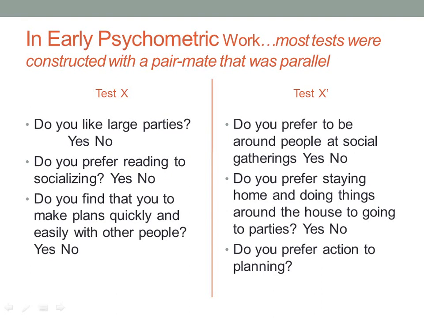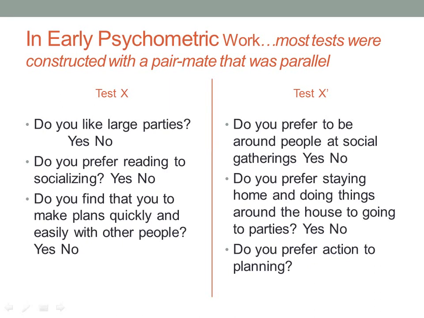Maybe I'm an extrovert, so I'll say no. My parallel item on test X prime, the parallel test, is do you prefer staying home and doing things around the house to going to parties? That could also be a good introversion item. So I've got an extroversion item, number 1, in both, an introversion item, number 2, in both, and then number 3, do you prefer to make plans quickly and easily with other people? Yes or no? That's kind of an impulsiveness question. If you like to make plans quickly, you're more likely to be extroverted.